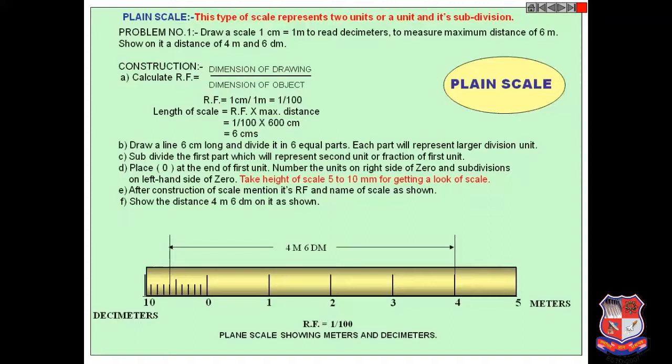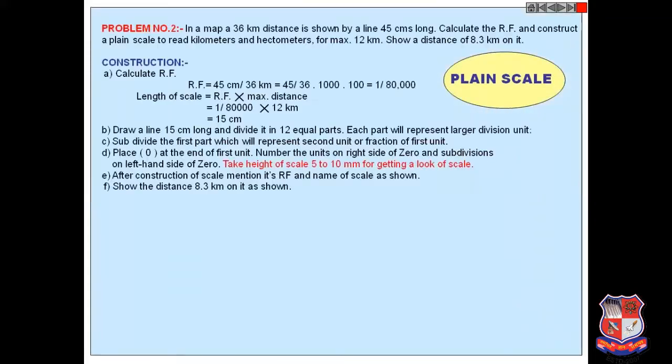Okay, we have to draw another problem so you can easily understand. So next problem is: in a map, a 36-kilometer distance is shown by a line 45 centimeter long. Calculate the RF and construct a plain scale reading kilometer, hectometer for maximum 12 kilometer and show a distance 8.3 kilometer on it. Again we have to calculate RF and length of the scale.